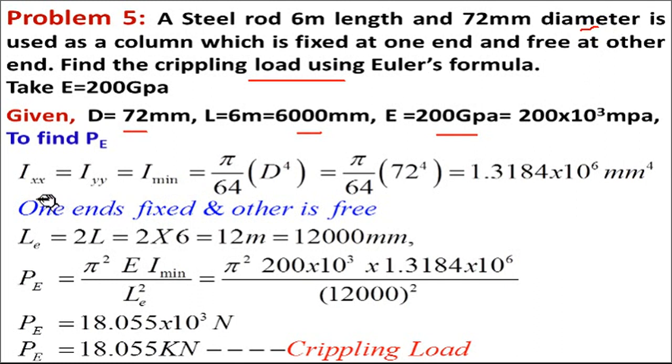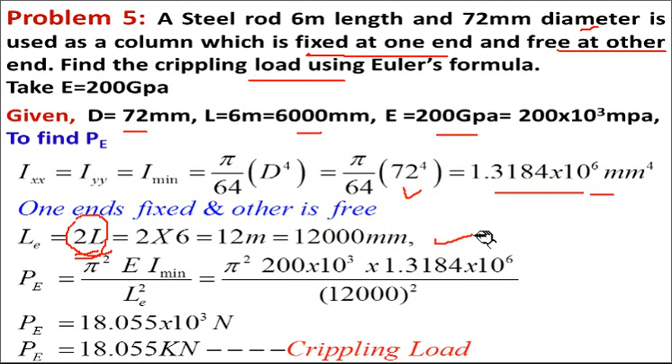So here the moment of inertia will be pi by 64, capital D raised to 4, means 72 raised to 4. You will get I as 1.31 into 10 to power 6 mm raised to 4. Now one end is fixed and the other is free. When there is a free end, effective length will be twice L. One end is fixed, other is free, effective length is equal to twice L. So given length is 6 meter, it will be twice L, means 12 meter. 12 meter means what? 12,000 mm.